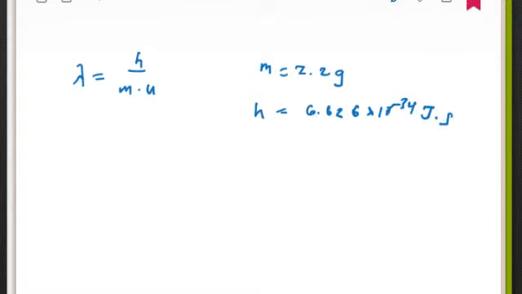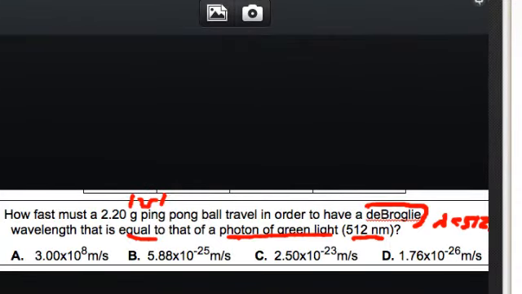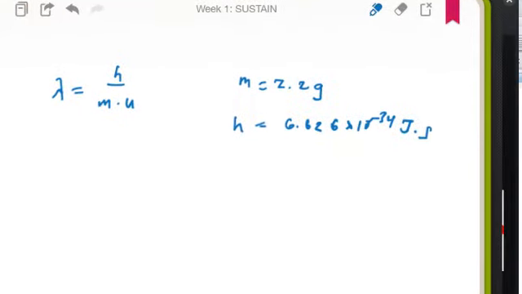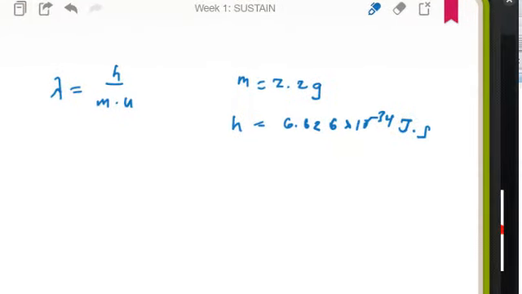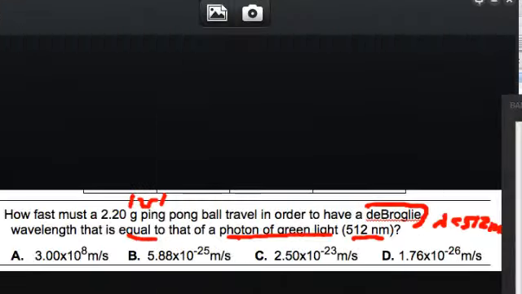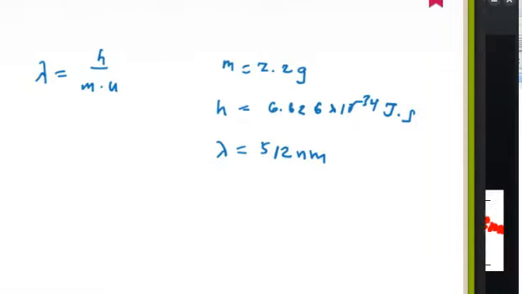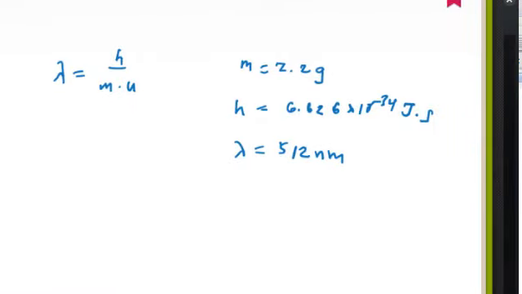And by the way, I'm going to look at the answer here just to give myself a little reprieve. The answer has 3 significant figures, so I guess I'll carry around 4 significant figures. The mass, we got the mass, we have h, and we know the lambda equals 512 nanometers. Okay, let me just check that. 512 nanometers. Okay, good. So we're computing the velocity. So what is u? U is equal to h over lambda times m.